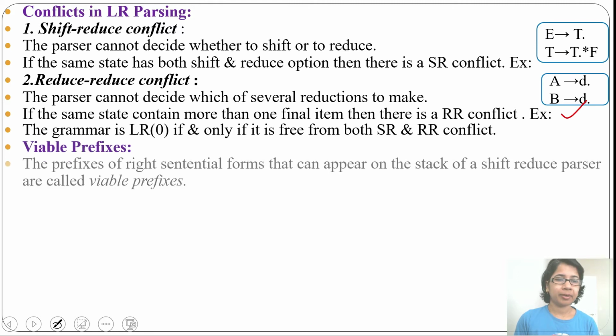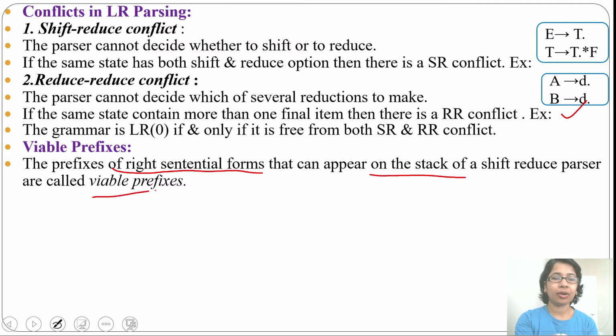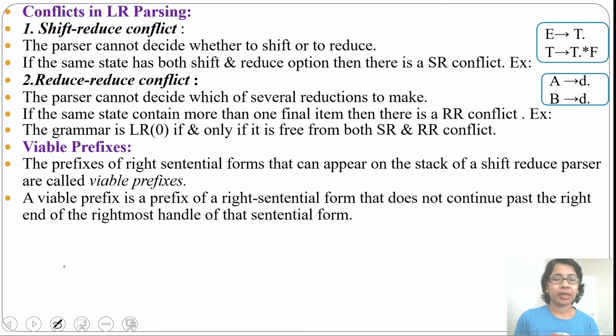Next, discuss viable prefix. The prefixes of right sentential form that can appear on the stack of shift reduce parser is called a viable prefix. What is the meaning of viable? Feasible, or you can say possible. The prefixes of right sentential form that can appear on the stack of shift reduce parser is called a viable prefix. I will explain this through an example.